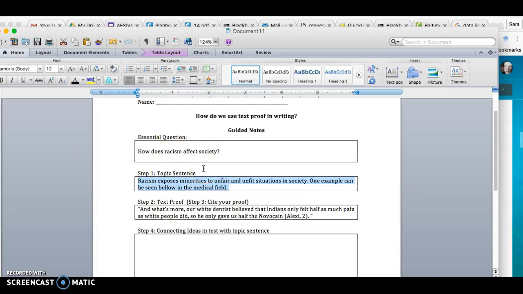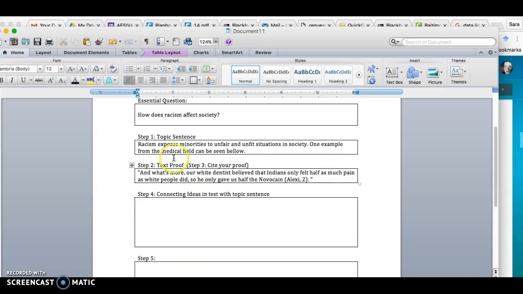And obviously I need to connect it more, and I'm going to do that, but I need to have some evidence as to why my claim is correct, right? So I go on to say, one example from the medical field can be seen below. And then I have my quote, which we already read. So these are the words: one example from the medical field can be seen below, right? So this is telling me that I'm going to give an example from the text about the medical field.